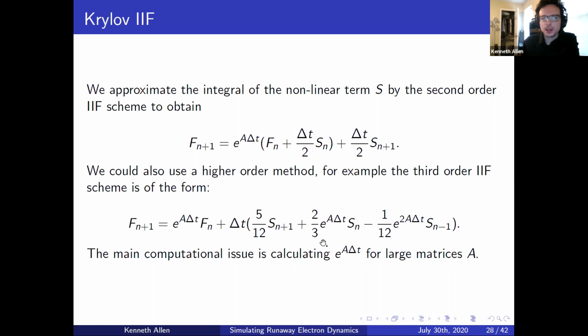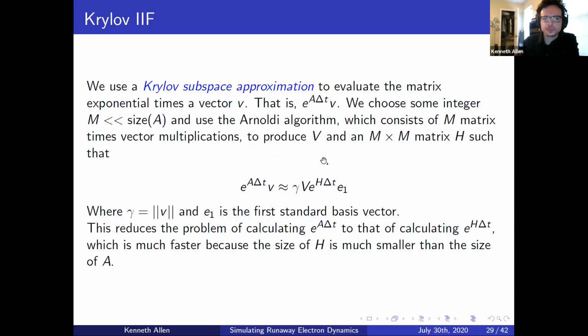It requires the calculation of an additional matrix exponential, but we could do this to get a higher order of accuracy. So the main computational issue with this method is calculating this matrix exponential. It's also very difficult to calculate a matrix exponential, similarly to how it's difficult to calculate the inverse of a matrix, which was the problem with the backward Euler method. But we can apply this sort of Krylov subspace approximation to approximate this matrix exponential.